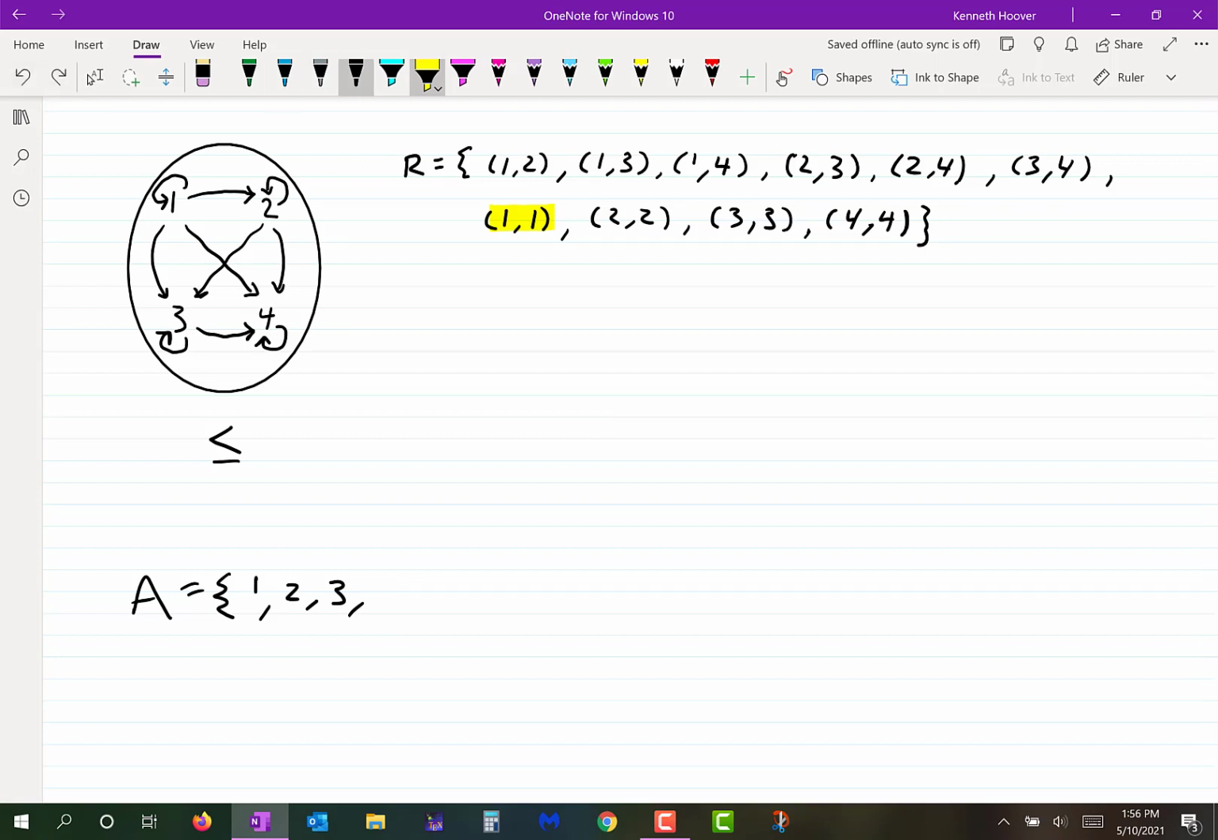It is also transitive, but it's still not symmetric. For instance, 1's related to 2, but notice that 2 is not related to 1.